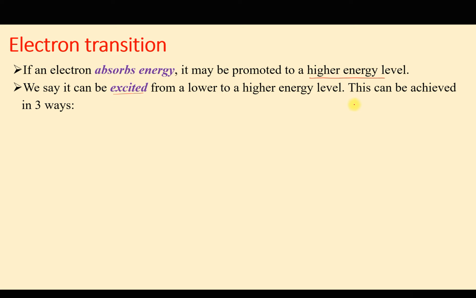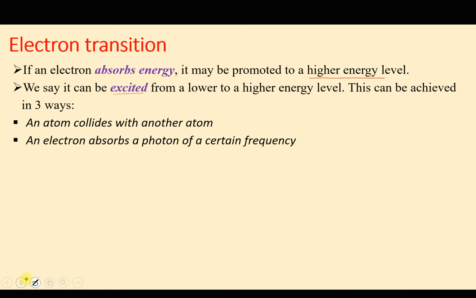This can be achieved in three ways. Which ways are these where the atom can be excited? One, any atom may collide with another atom. In the process of collision, an electron in one of the atoms gains energy to move to a higher energy level. Number two, an electron may gain energy from a photon.